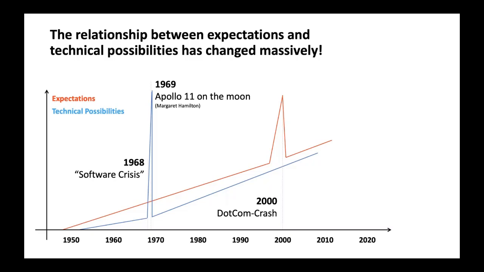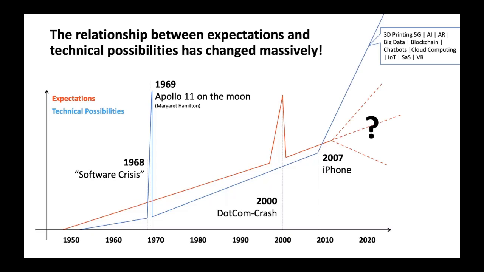And another event in this history was the dot-com crash in the year 2000, where the technical possibilities were simply not able to fulfill all the expectations of people, which ended up in a great crash. And in the aftermath of this crash, something amazing happened. I always say that the first iPhone in 2007 is the turning point there, where we suddenly got technical possibilities on a quality level and a level of availability, mobile internet, portable technology, which made digital technology available to everybody. And we suddenly had possibilities that we were not able to think about.